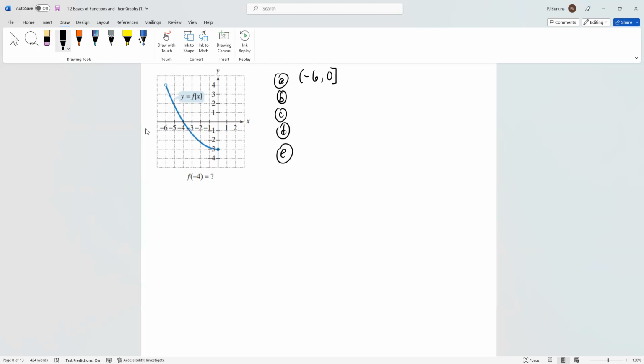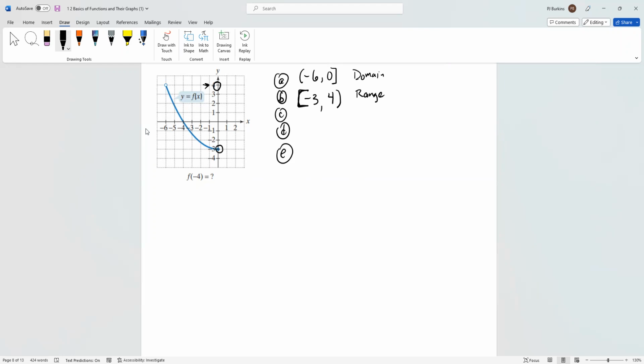Okay. What about the range? Well, it's still restricted. So it looks like we can go up to 4 and as low as -3. Again, we are not equal to 4. So low is -3, but equal. So bracket. Up to +4, not equal. Okay, so again, this is domain and range.